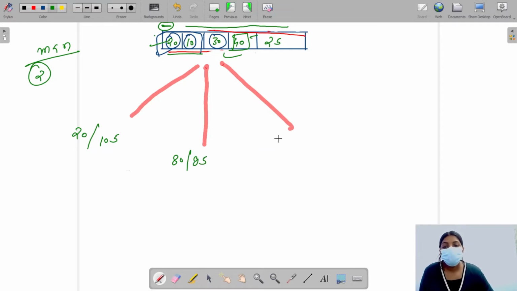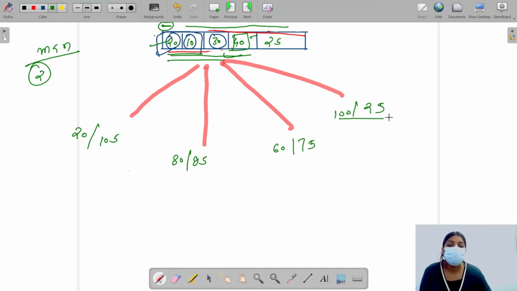Okay. Another possible combination, my first student reads the first three books. That is, my load is 60. And the second student reads the last two books. My load is 75. Another possible combination can be, let's say, my first student reads the first four books. That is, the load becomes 100. And the last student reads the last book. Alright, these are my possible distributions.